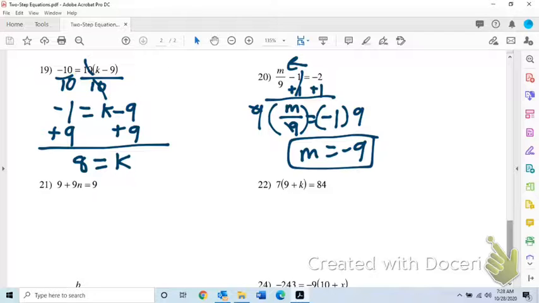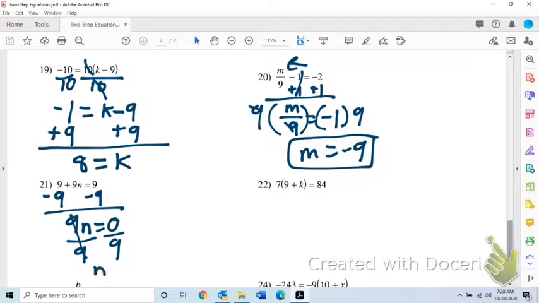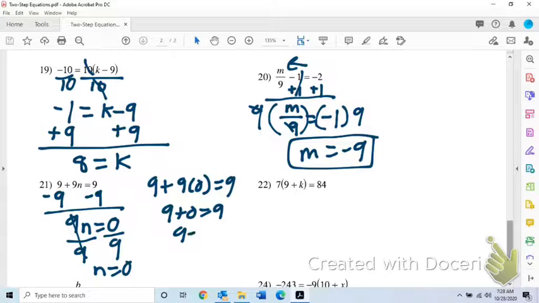Number 21. Subtract 9 from both sides. That gives us 9n equals 0. Divide both sides by 9. And we get n equals 0. Again, if we're not sure whether or not 0 is the right answer, we can always go back and plug it in. There are just a whole lot of 9s there. That gives us 9 plus 0 equals 9, or 9 equals 9. And that is true. So if we get a true answer when we go back and check our answers, we know we're doing it right.